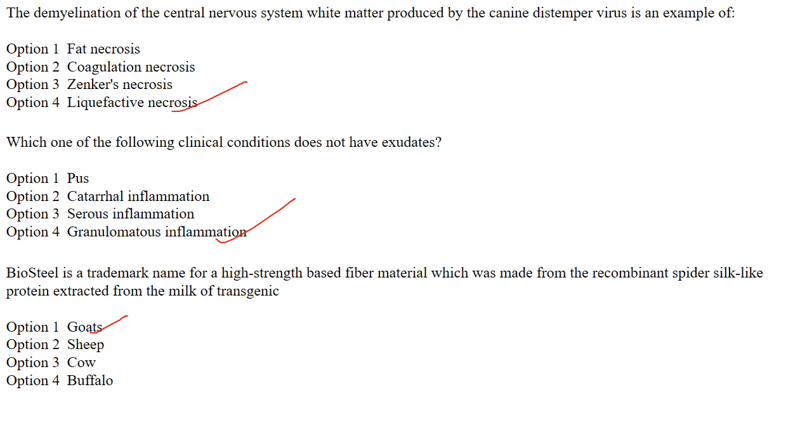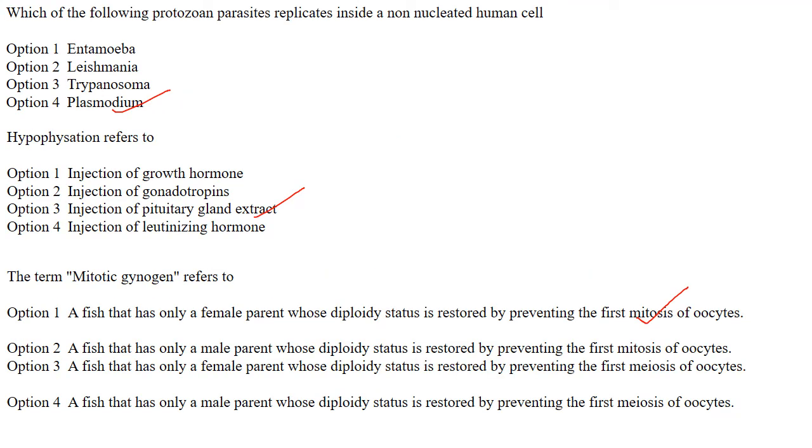BioSteel is a trademark for a high strength fiber material which was made from recombinant spider silk like protein extracted from the milk of transgenic goat. Answer is option 1. Which of the following protozoan parasites replicates inside a non-nucleated human cell? It is Plasmodium. Hypophysation refers to injection of pituitary gland extract.